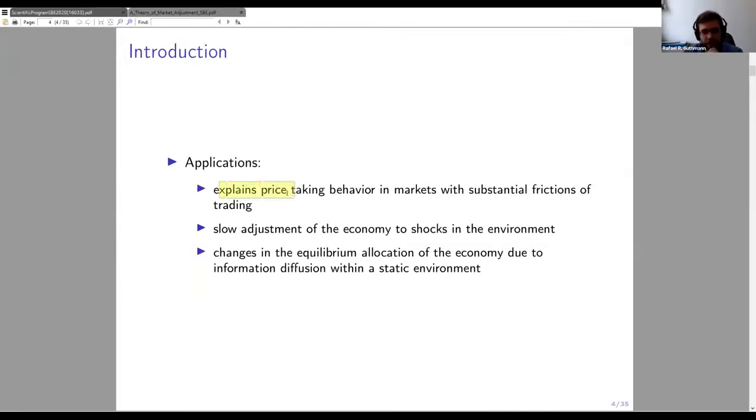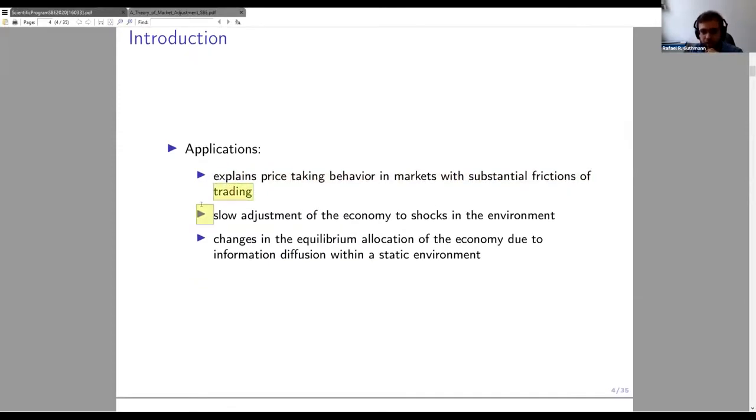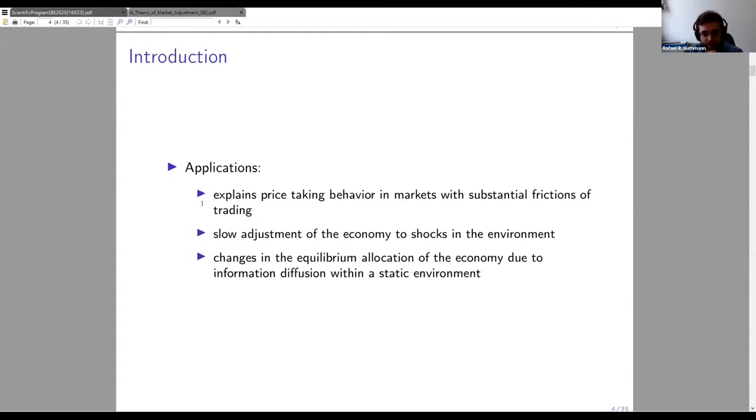One application is that it can explain why you can have price-taking behavior even when you have substantial frictions of trading markets, in the sense that the market would behave as if it is perfectly competitive, even though it shouldn't be perfectly competitive. It can also explain, and this is the main result here, why an economy adjusts slowly to shocks in the environment, so why prices and allocations will take a while to adjust to changes in the underlying environment. And it can also result in the equilibrium allocation in the economy changing over time, even though there are no changes in the environment. So you can have an equilibrium where the environment is fixed, but the economy changes without any changes in the resources, endowments, preferences, and technology.